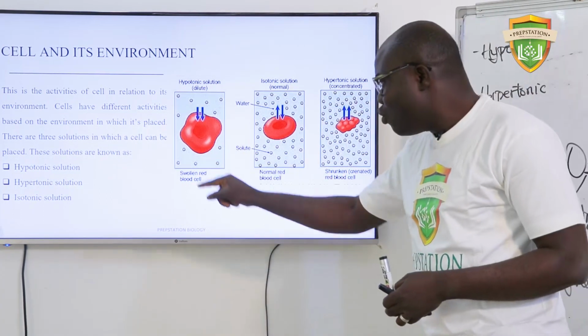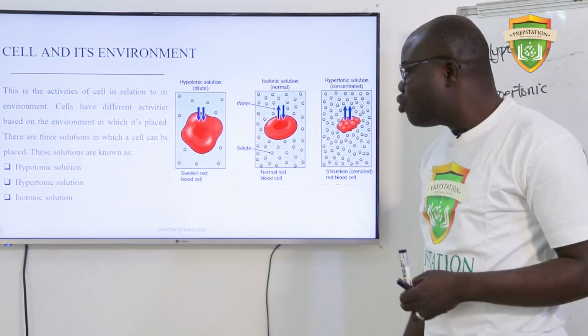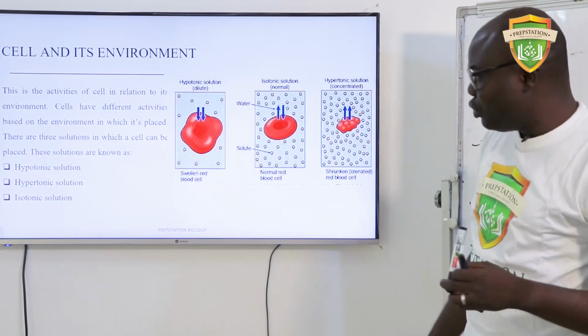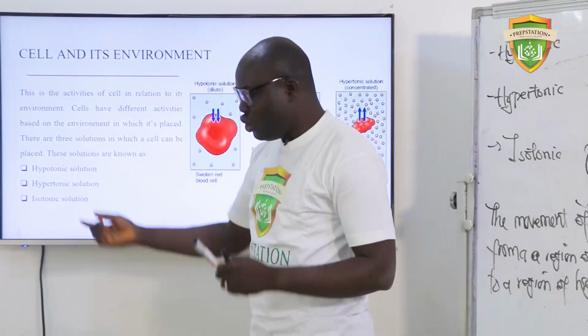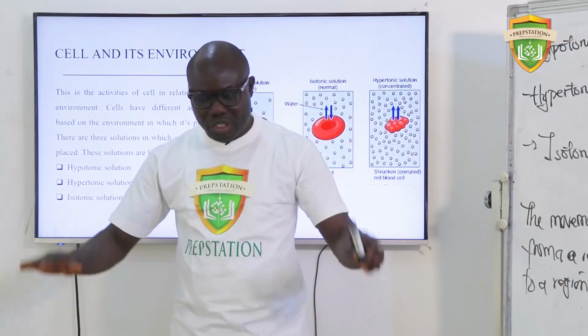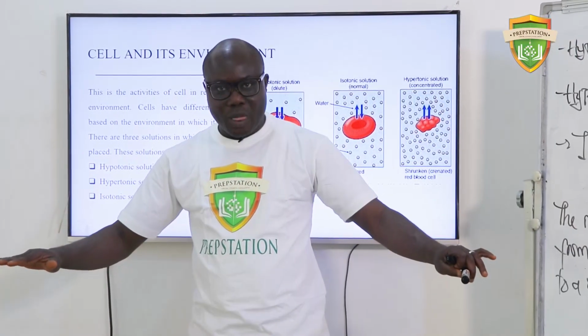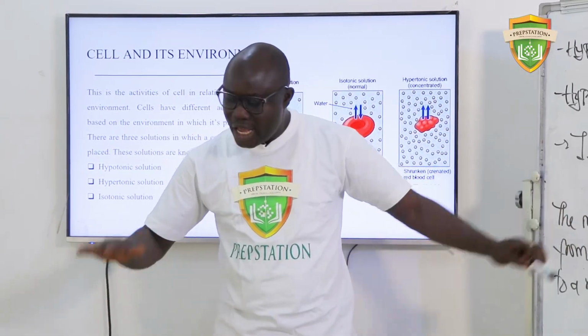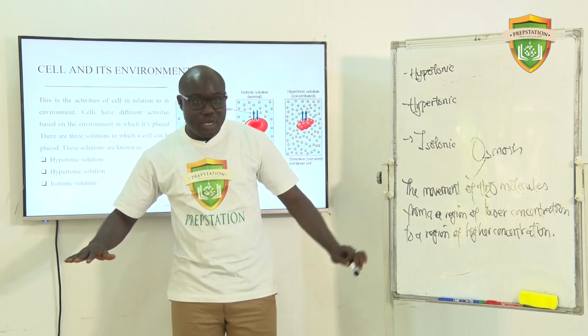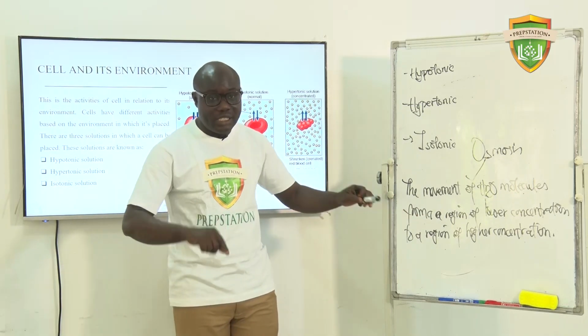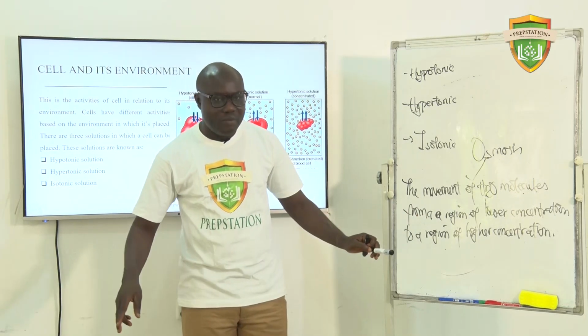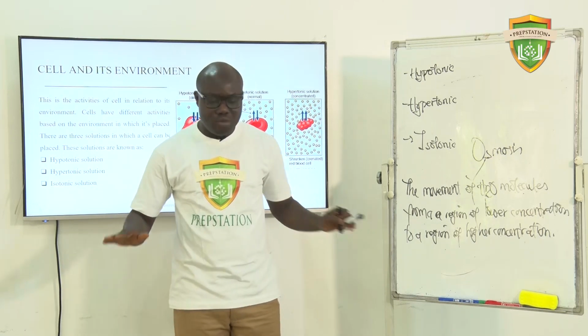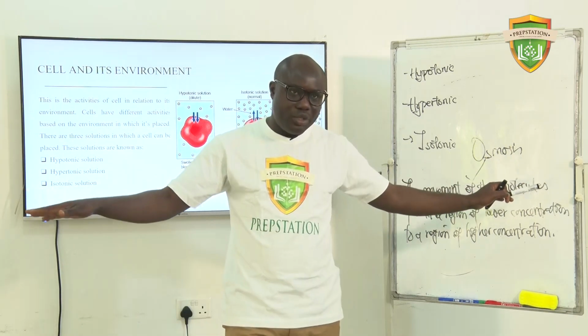Then the next solution is what we call isotonic solution. When you hear iso, it means it balances. The scale is even. So what is here equals what is at the other side. So what the cell is having, the concentration in the cell balances that of the environmental condition. So what do you think would happen? There will be no net flow of water molecules.